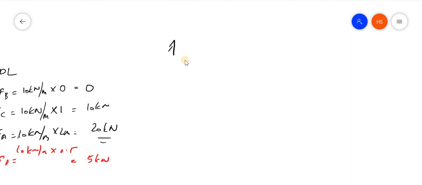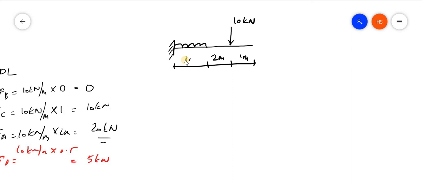Okay. So just understand another thing. I am having a beam like this. Again, I am having a concentrated load and a UDL. Okay, this is 10 kilonewton. Here let the lengths be 1 meter, 2 meter and 3 meter, with points A, B, C, D.